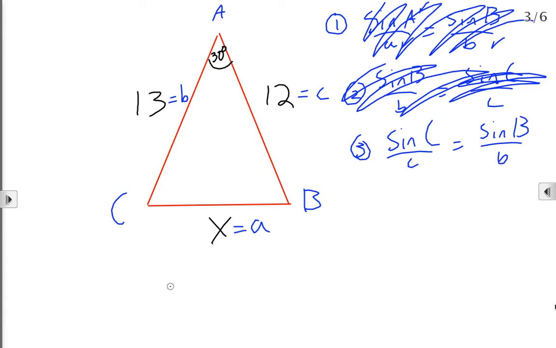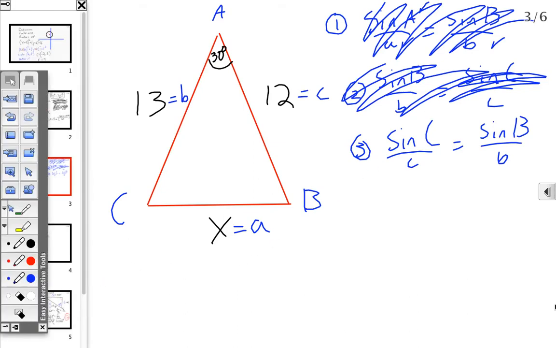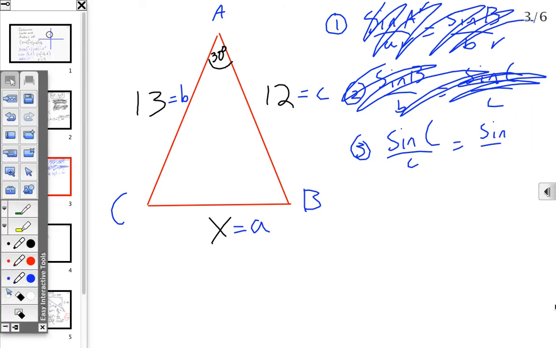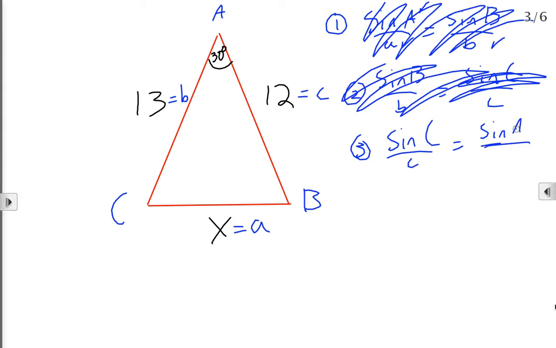Oh, I'm so sorry. Number 3 is wrong. It should have been sine big A over little a, the only combination we had left. But look, number 3 has what we're looking for. We know big A. We know little c. But we also don't know big C, so we don't know this value, so this is going to make this one not work either. So what this really is, is a law of cosines problem.